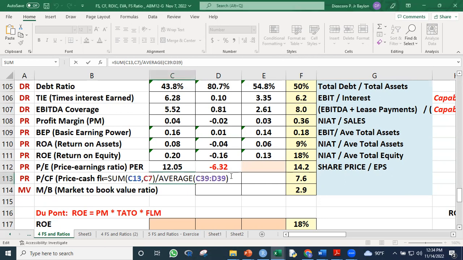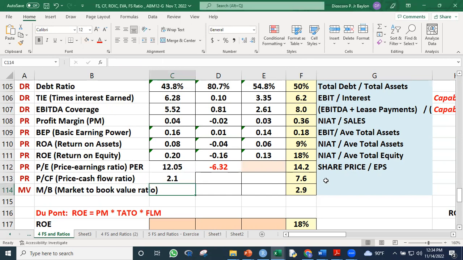So guys, the price to cash flow ratio is 2.1, and we win. Here, class, again it's the same as the PE. The competitor is more expensive, because for every 1 peso of operating cash flow that the company generates, we have to pay 2.1 pesos. The direct competitor is 7.6. And then the last one, market to book value ratio.